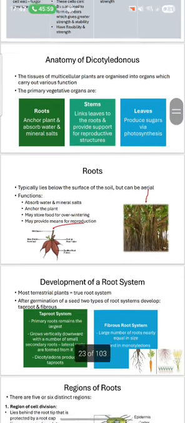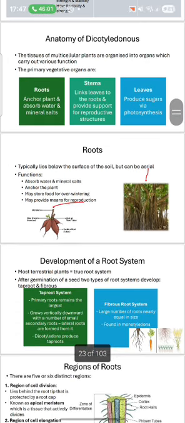And then roots typically lie beneath the surface of the soil, but can also be aerial. Functions are they absorb water and mineral salts, they anchor the plant and may store food for overwintering, and may provide means for reproduction.